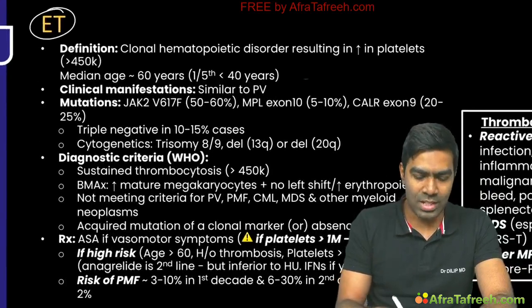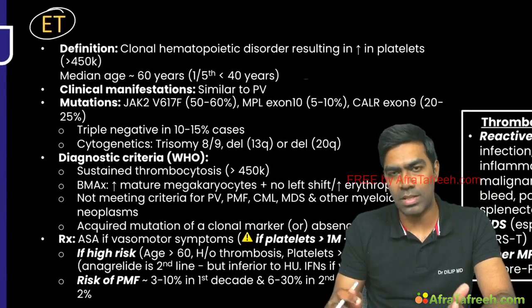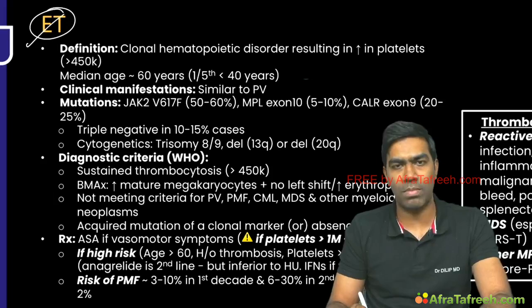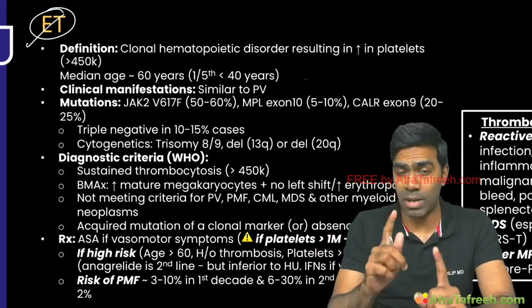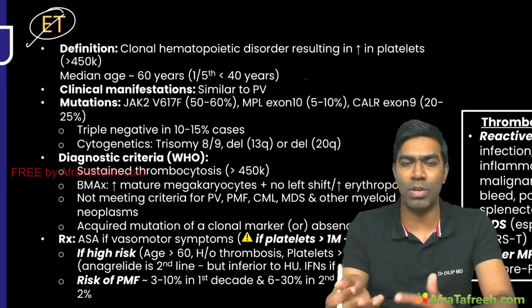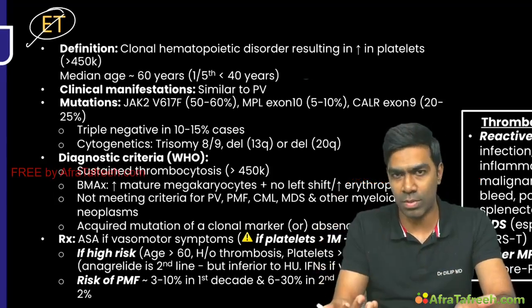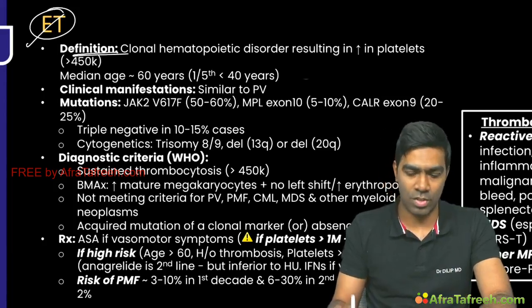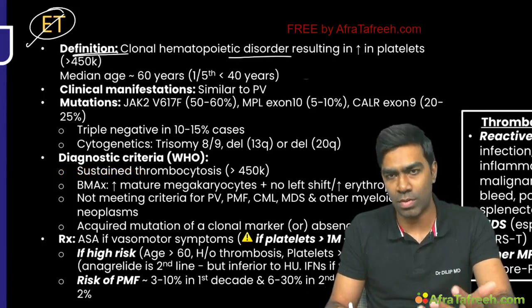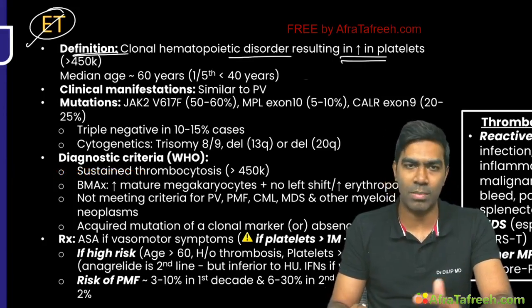Coming to essential thrombocytosis. So what is essential thrombocytosis? As the name implies, the platelet counts are going to be higher in the peripheral blood. There's going to be megakaryoid hyperplasia in the bone marrow. You're not going to have panmyelosis, rather megakaryoid hyperplasia in the bone marrow with abnormal megakaryocytes. Along with that, in the peripheral blood, you're going to see more and more platelets. So it's a clonal hematopoietic disorder. It's a myeloproliferative neoplasm that is going to result in an increase in the number of platelets.